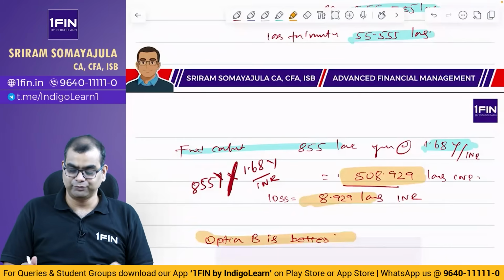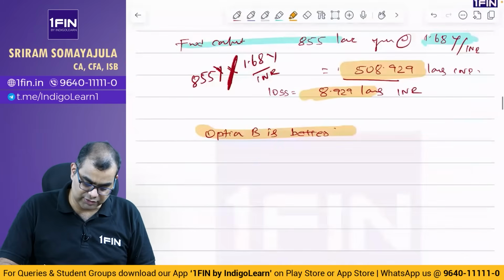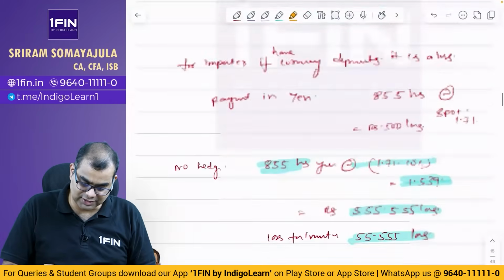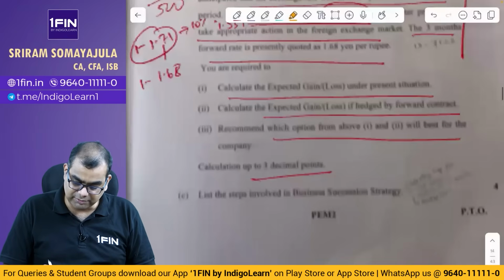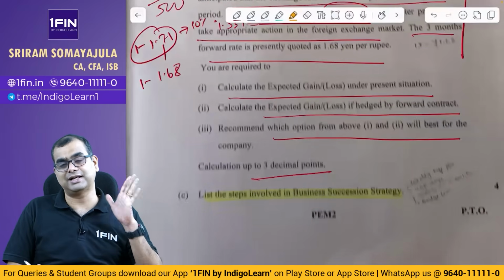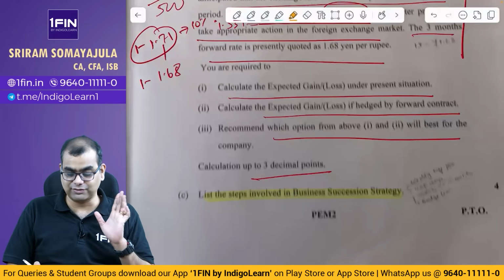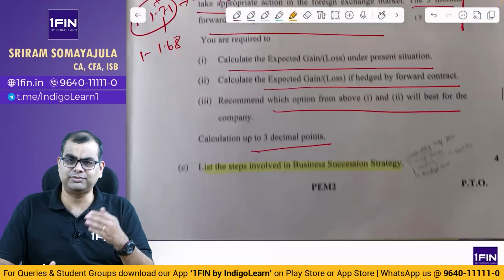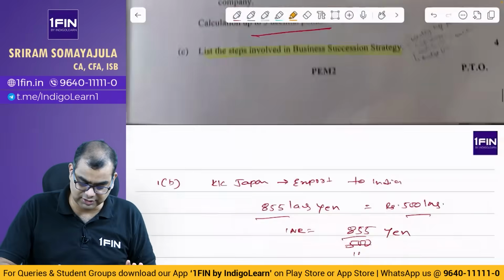There's nothing else in this. Then let us move to the next question. There was a theory question. What is the theory question? List the steps involved in business succession strategy, business succession planning, startup. That is the question. See, they have asked a question from startup also. What are the steps? I'm not going to get into theory discussion.